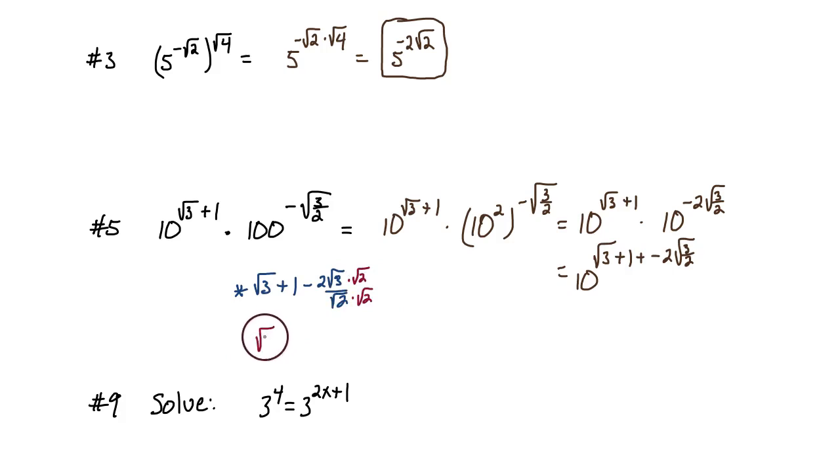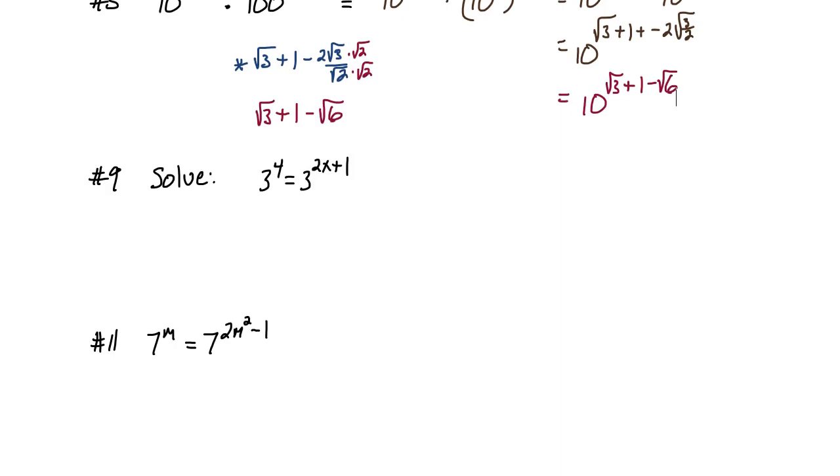So this makes the square root of 3 plus 1 minus the square root of 6. What's happened is in the denominator, the square root of 2 times the square root of 2 has made a 2, which will then cancel with this 2. This is as far as you can simplify those expressions. So it looks like our final answer is 10 to the square root of 3 plus 1 minus the square root of 6.